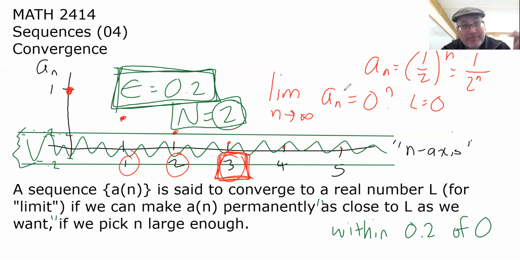At some point, it may be way down the road, at some point your sequence will enter that real skinny strip centered at 0 and never leave it. That's what it means for a sequence to converge to a limit.